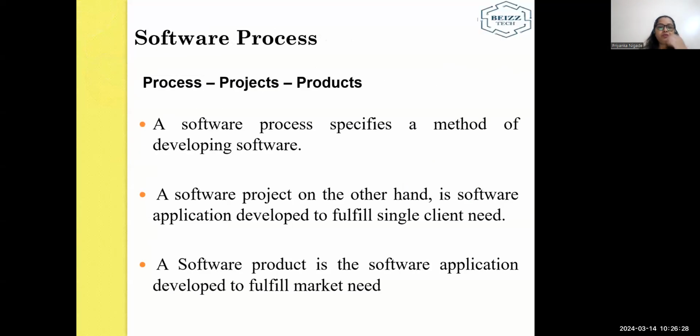Just observe. So first of all, process, project and product. What is the difference? Process is like the technique through which you develop the software application. So it is a specified method of developing software. Project, on the other hand, is a software application which fulfills a single client's need, that is called a project. And we have discussed product too. Whenever an application gets developed based on the market need, that is called a product.